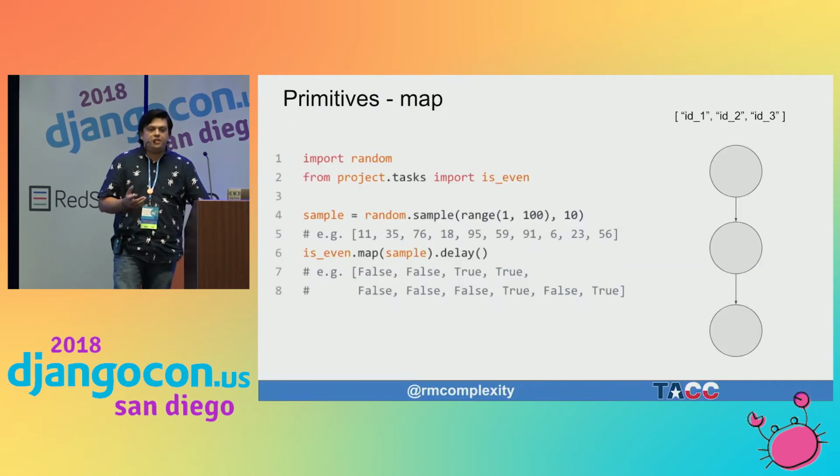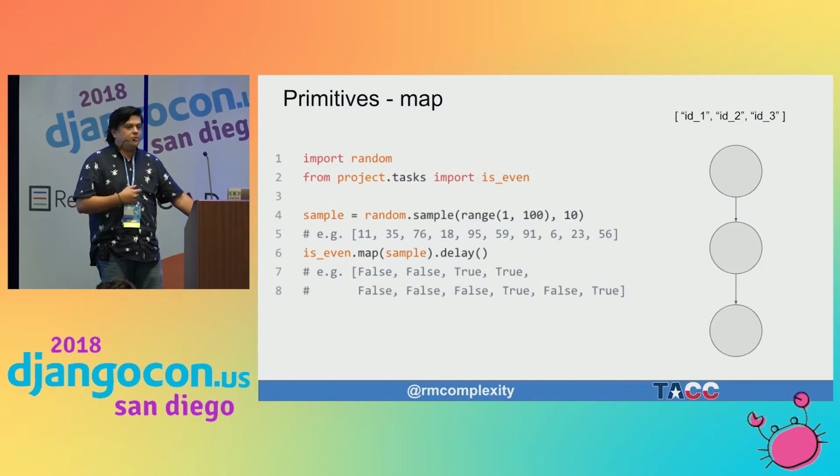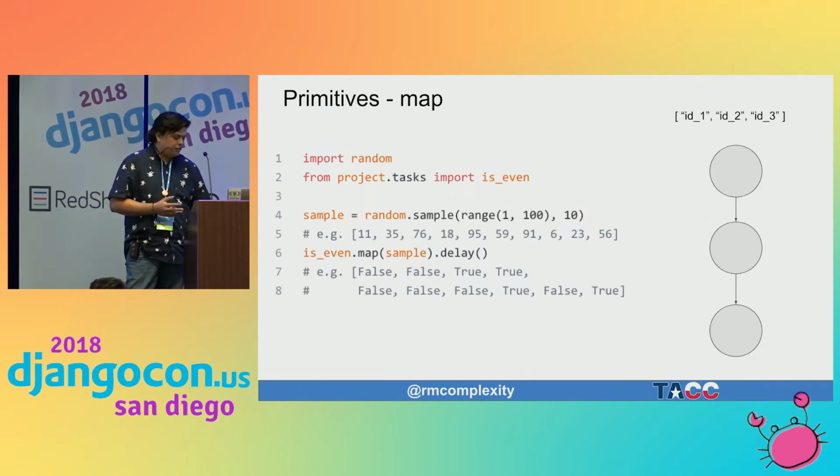The other primitive is map, which is something that we can use whenever we have an array of parameters, and we need to run this array on the same task. And the only difference is that it's not going to be in parallel as a group. It's going to be sequential.